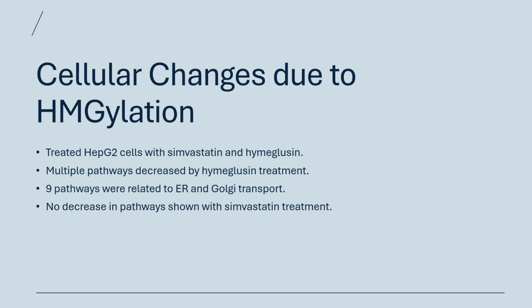So because of this discovery, they wanted to see if there were any cellular changes that occur due to the HMG-ylation, and they found that several pathway changes overlap in statin-treated cells and inversely change in hymeglusin-treated cells. And in order to determine these pathway changes, they used specific proteins, and these pathways were specific to each treatment. Because of this, these pathways imply a change in cellular signaling events centered around the ER and Golgi. And most pathways that were decreased were related to ER and Golgi transport.